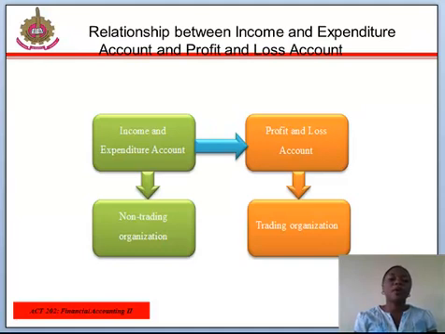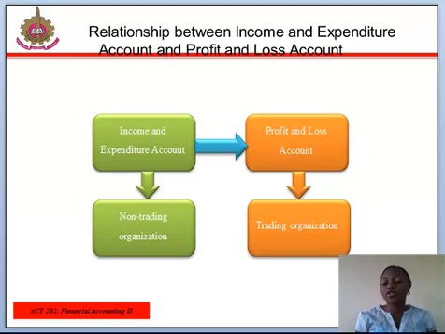Relationship between income and expenditure accounts and the profit and loss account. The income and expenditure account serves the same purpose for a non-trading organization as the profit and loss account for a trading organization, and it's also prepared exactly in the same manner as the profit and loss account. That is, all incomes are shown on the credit side and all expenses and losses on the debit side.